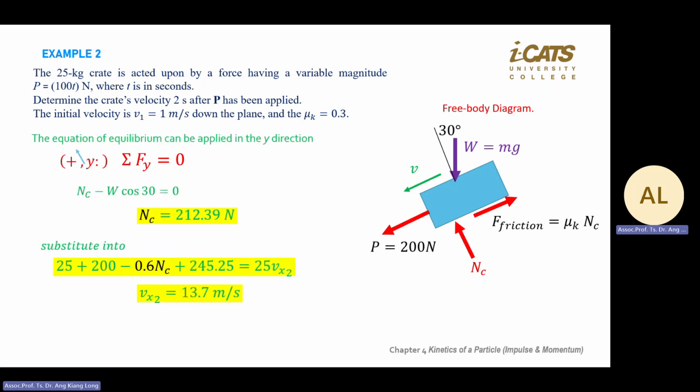Again, why do we stop at Vx2 and not do Vy2? Because your object is following the surface.